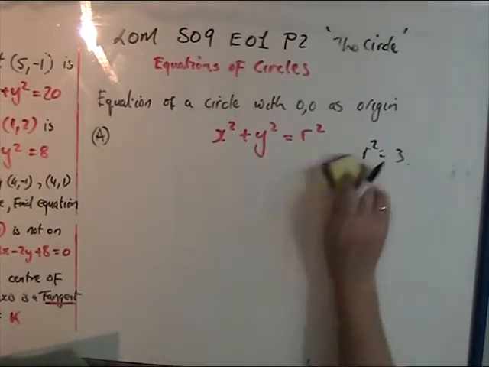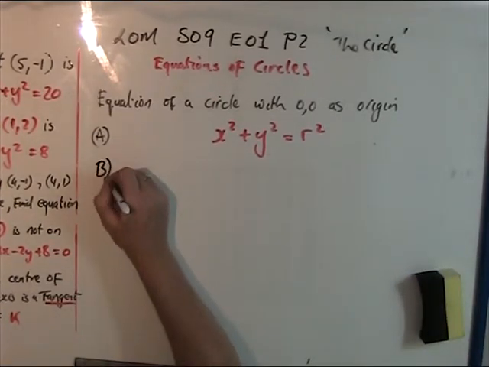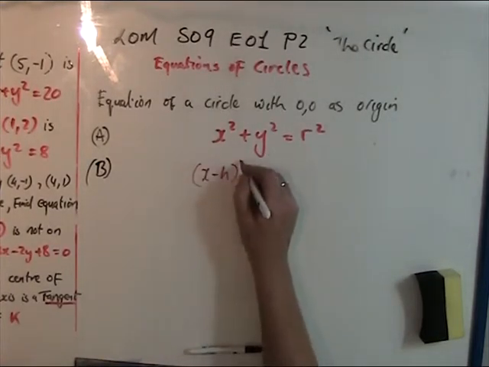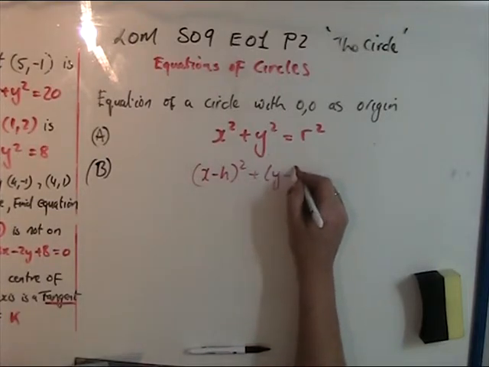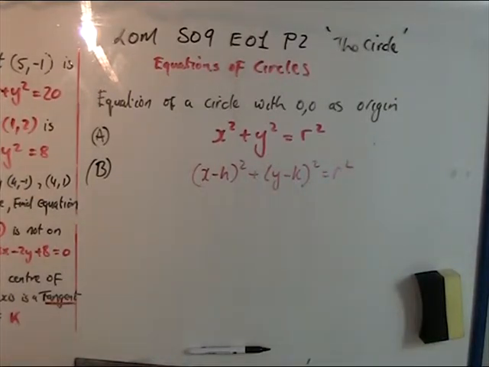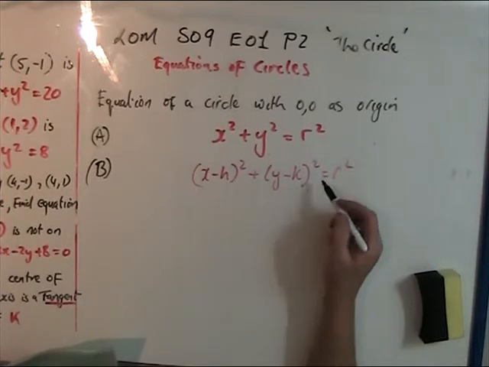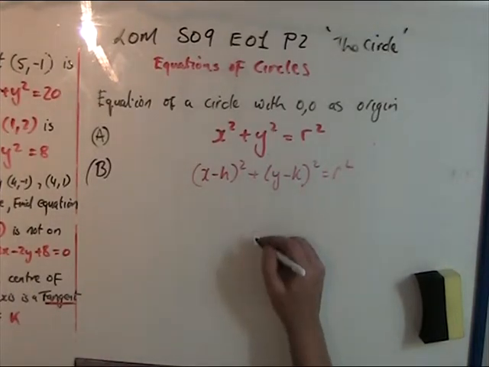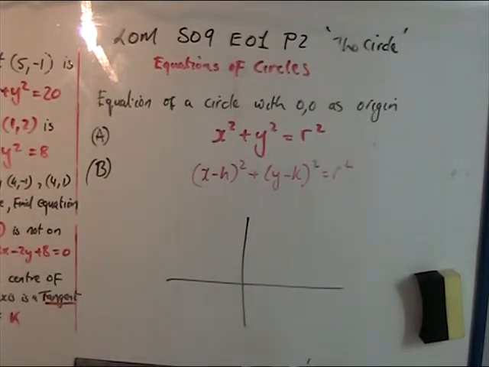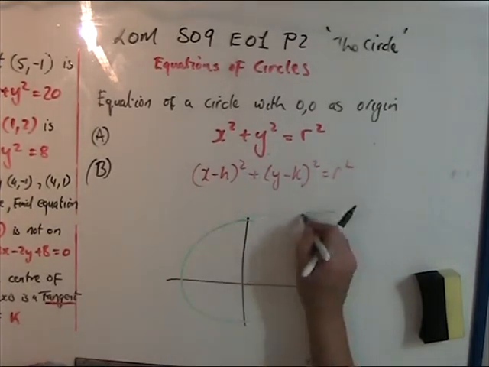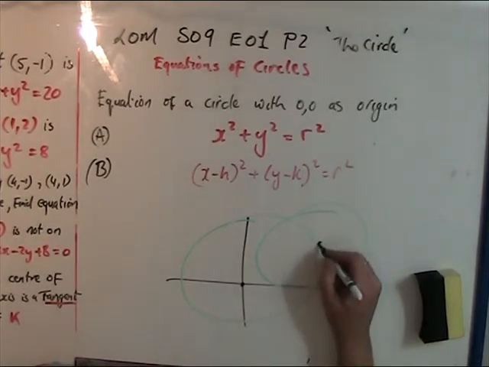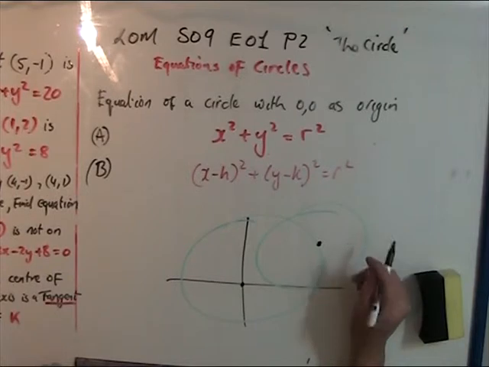Now, if you have another type of circle that hasn't got the center 0, 0, then it can be expressed as (x minus h) all squared plus (y minus k) all squared is equal to r squared. So if you've got a circle on your x and y axis and it's not at the origin, it's somewhere else. This is the one with center 0, 0, and this is another one without center 0, 0.